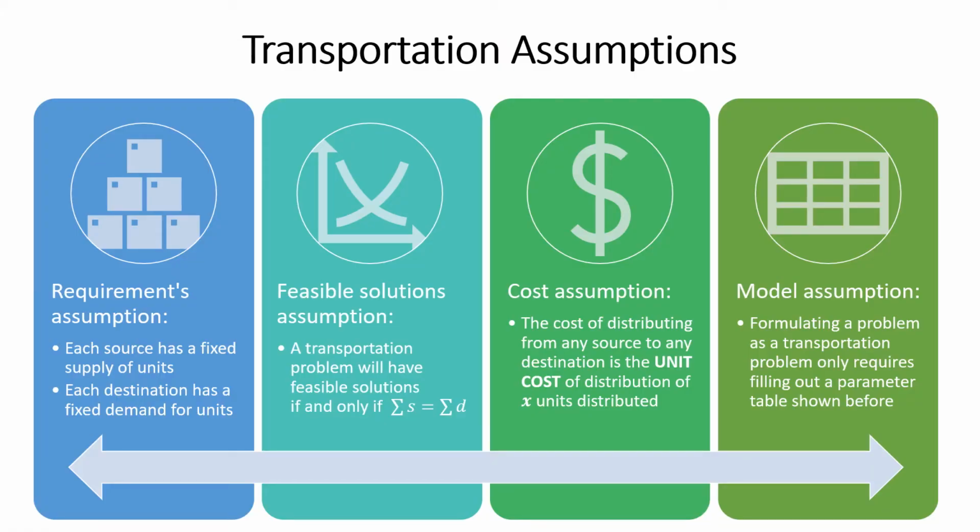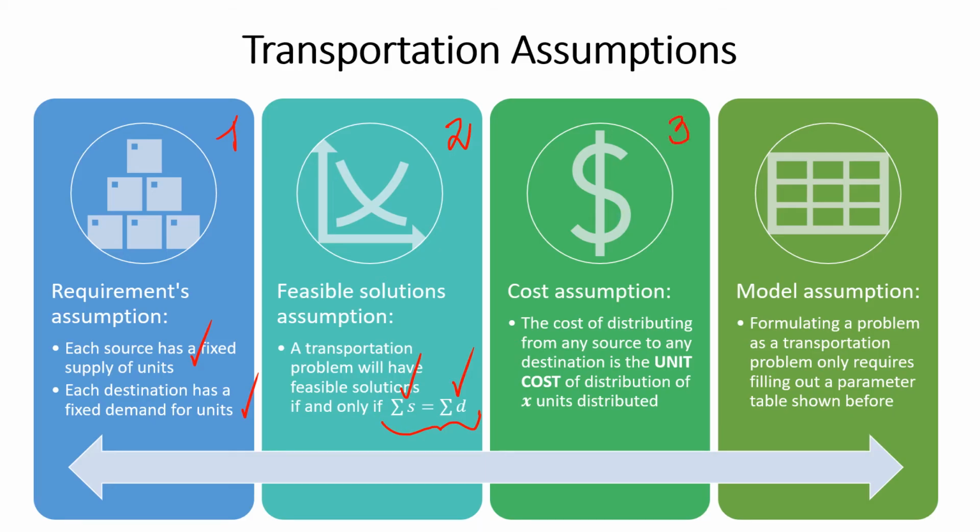Regarding transportation assumptions, we said there were four. The first one is the requirements assumption. That means each source has a fixed supply of units and each destination has a fixed demand of units. Our second assumption is the feasible solutions assumption. A transportation problem will have a feasible solution if and only if we have a balance equation. That means if we add all our supply, this should also be equal to all our demand.